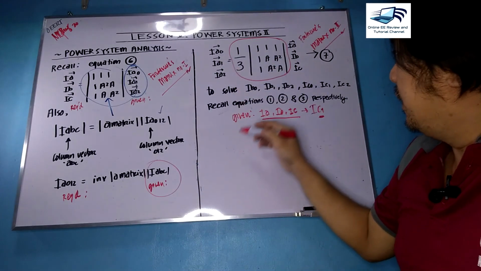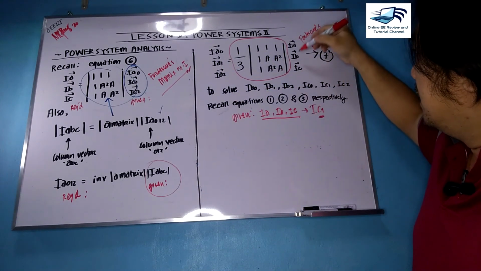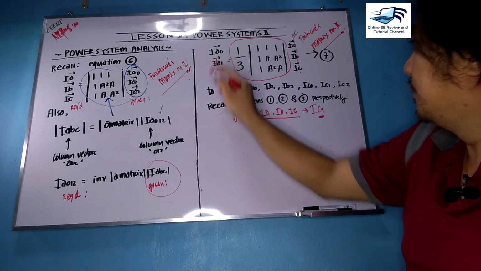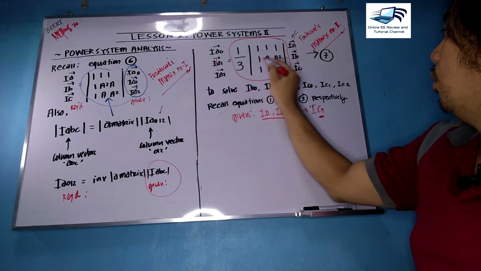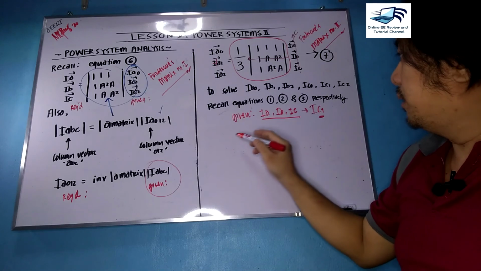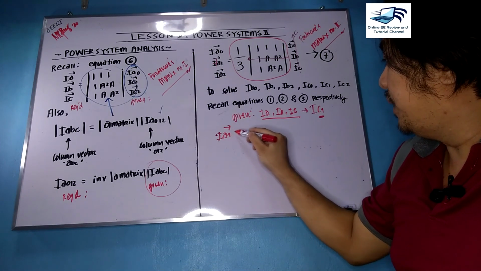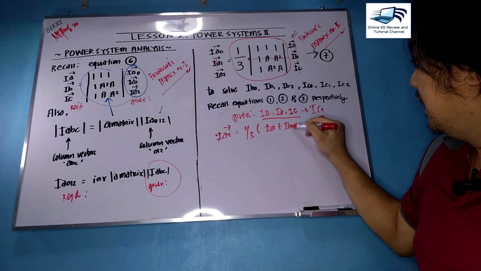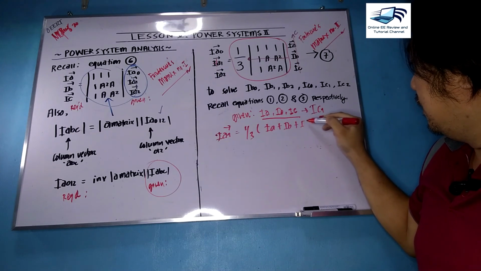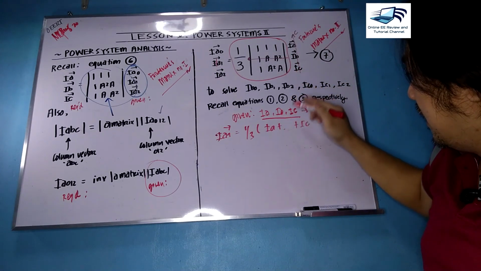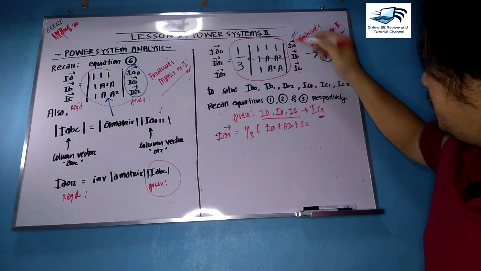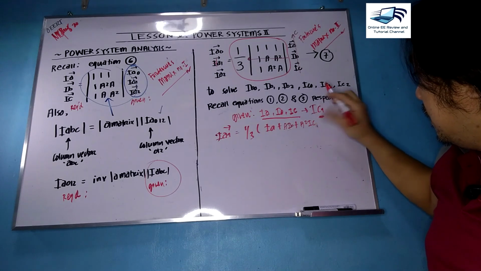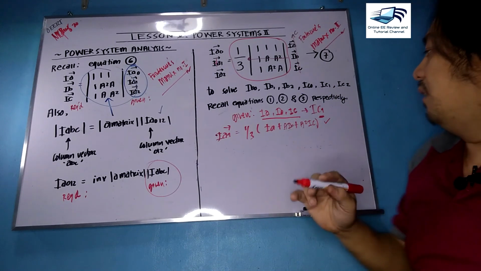For this, we can use the column-row technique here. This is the column, and then you see here IA1, and then this is the row here. So using matrix, you have here IA1 simply equal to 1/3 of IA plus A times IB plus A squared times IC. So you already have the equation for IA1.